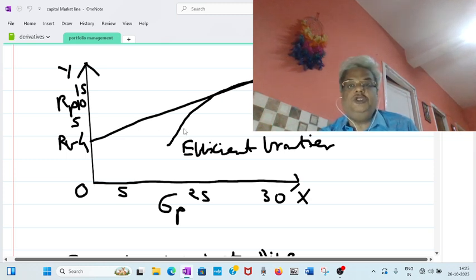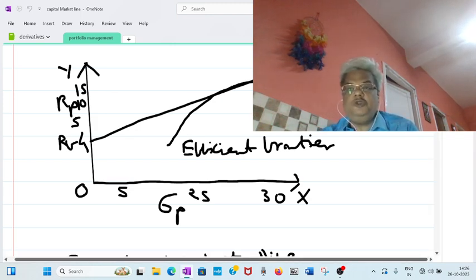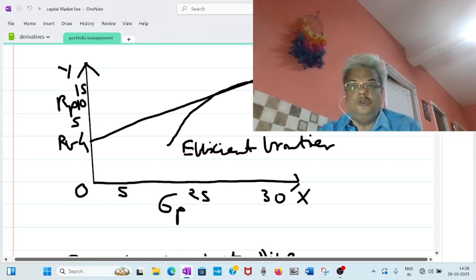An efficient frontier is the combination of securities where the security will be called efficient, and where the capital market line, as per the modern portfolio theory, touches the efficient frontier, it is the optimum portfolio mix. Efficient frontier I will discuss in detail in my later videos.